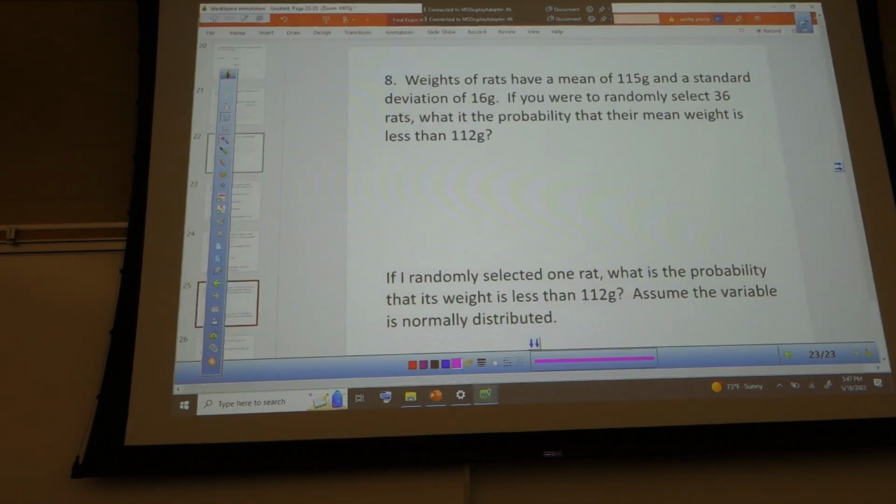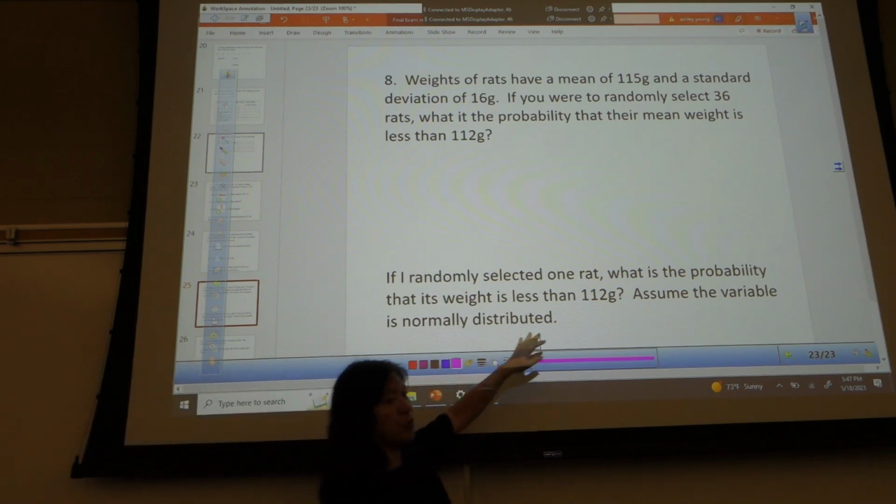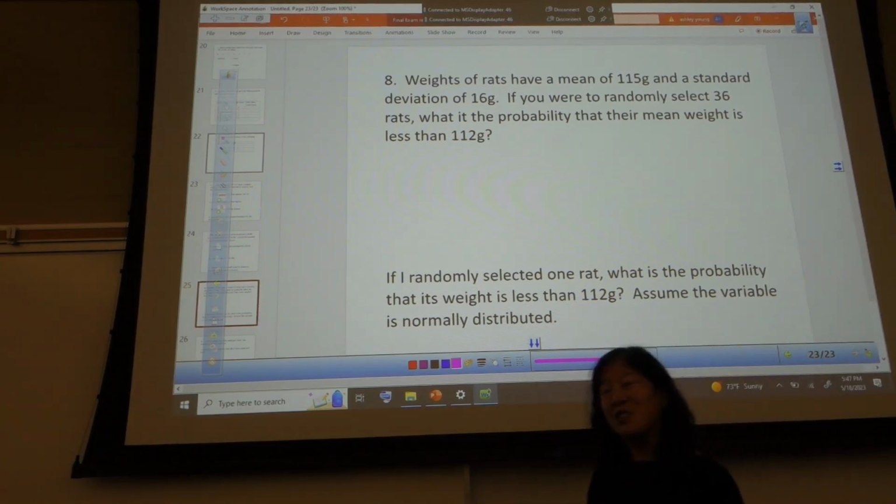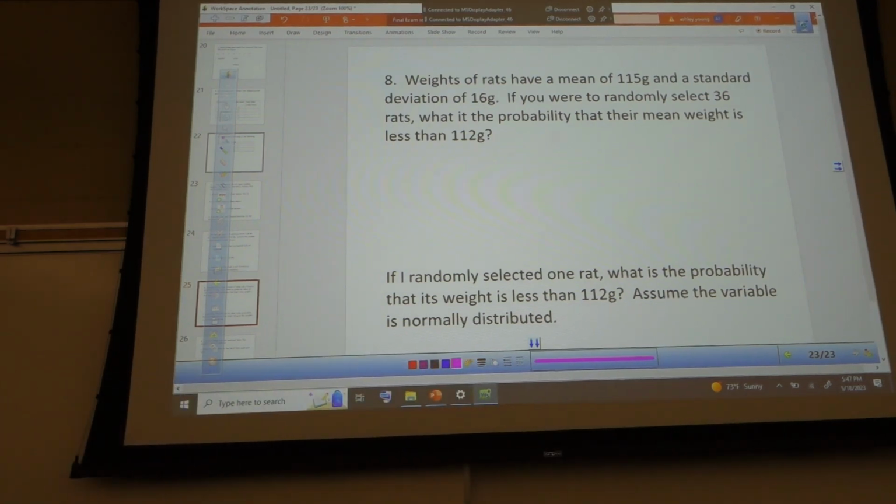Now, what about this problem? The rats have a mean of 115, standard deviation of 16. So first, let's do the bottom problem first. What kind of problem is it? Normal distribution. Yep, it's a normal distribution problem. And what am I trying to find? Probability. So it's probability for a normal distribution. It's almost the exact same problem you just did in many ways.